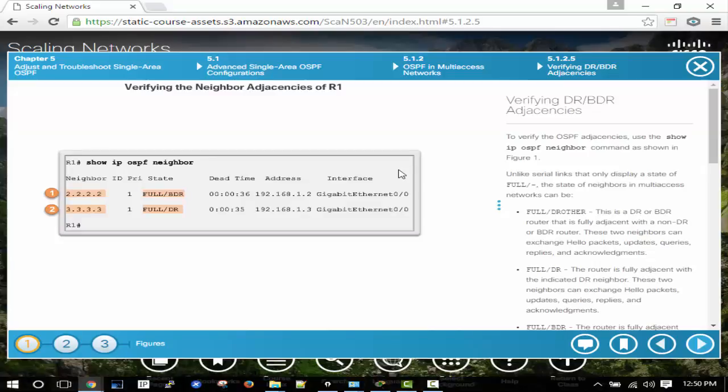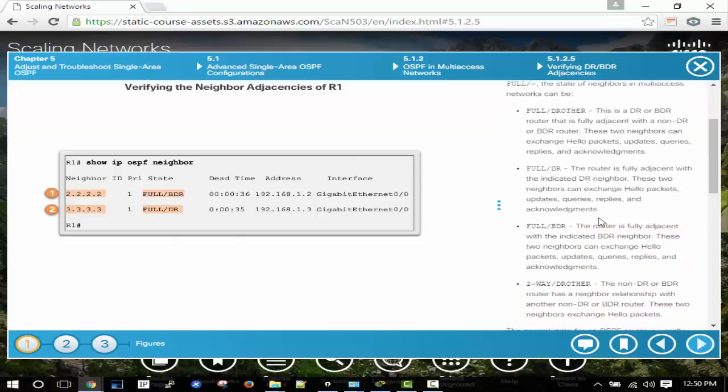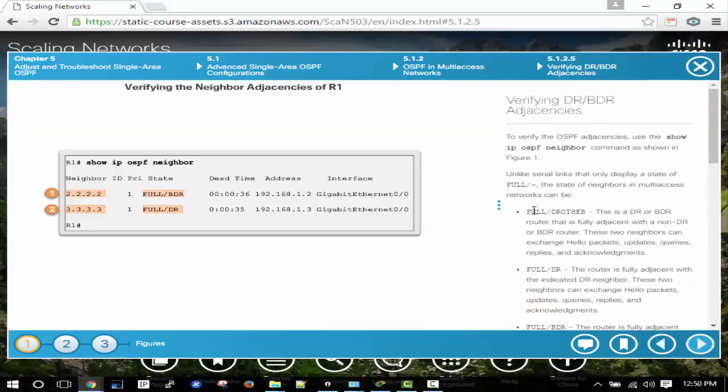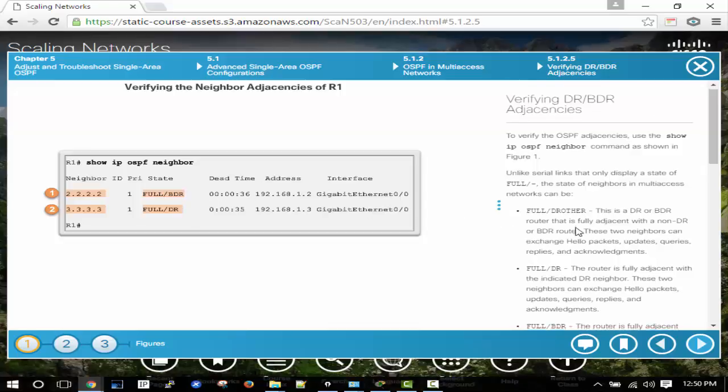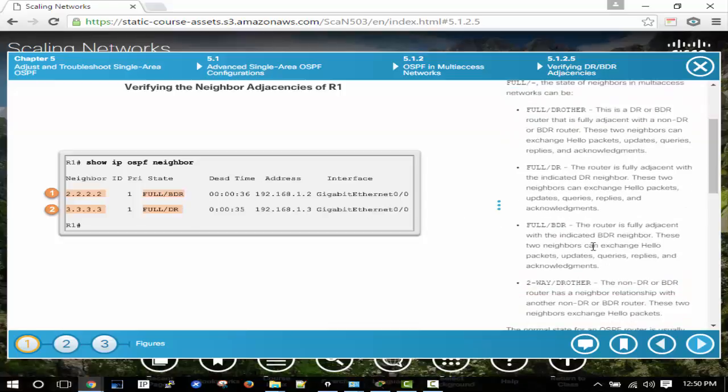Alright, so here we go. Show IP OSPF neighbor, state is full. Remember, that means the adjacency went through. And we have a DR and BDR. That was the show IP OSPF neighbors. We could have a full DRother. Just talk about what that meant. It means it's not DR or BDR. We get a full DR, full BDR, or a two-way DRother.